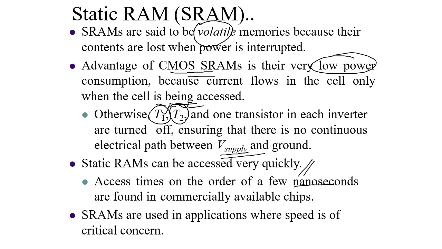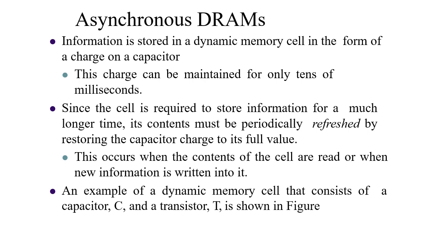The access time is the time taken to access the data from the memory, or to finish the complete operation of fetching the data from the memory. So the access time will be in the order of nanoseconds for a static RAM, and it is fixed irrespective of the memory that you are going to access. The SRAMs are used in the applications where the speed is a critical concern. So in most of the devices where you need the speed, SRAMs are more used.